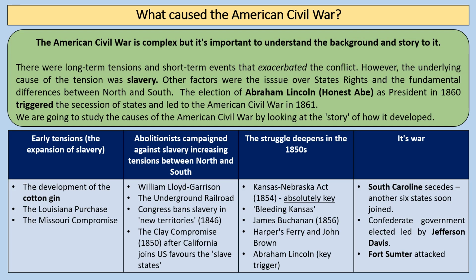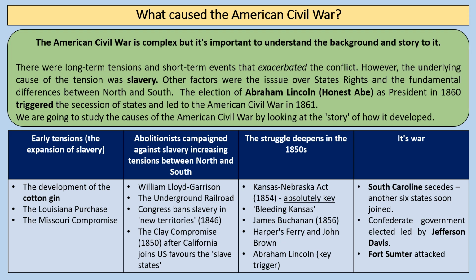So the American Civil War is complex, but it's important to understand the background and story to it. There were long-term tensions and short-term events that exacerbated the conflict, but the underlying cause of the tension was slavery. Other factors were the issue of states' rights and the fundamental differences between the North and South. The election of Abraham Lincoln, sometimes known as Honest Abe, as president in 1860, triggered the secession of states and led to the American Civil War in 1861.